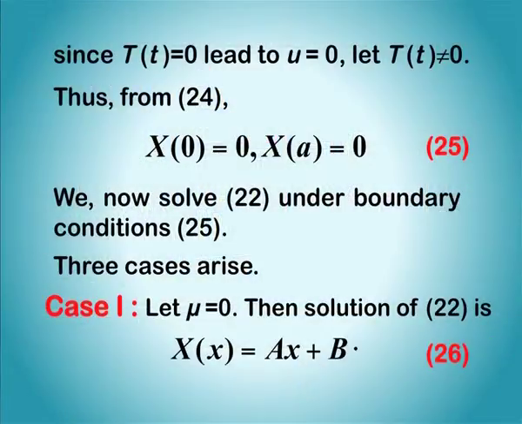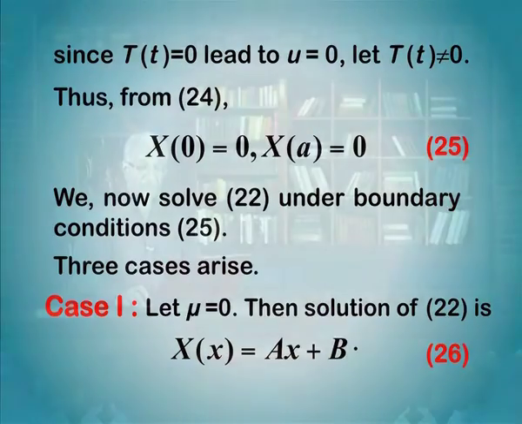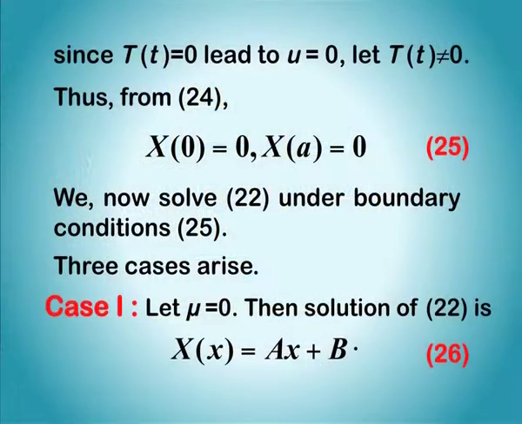We now solve 22 under boundary conditions given by 25. These are called boundary conditions. We are solving equation 22 under boundary conditions 25. We will discuss 3 cases. The first case: we begin by considering mu equal to 0. If mu is equal to 0, then equation 22 will readily reduce to this kind of an equation given by 26.